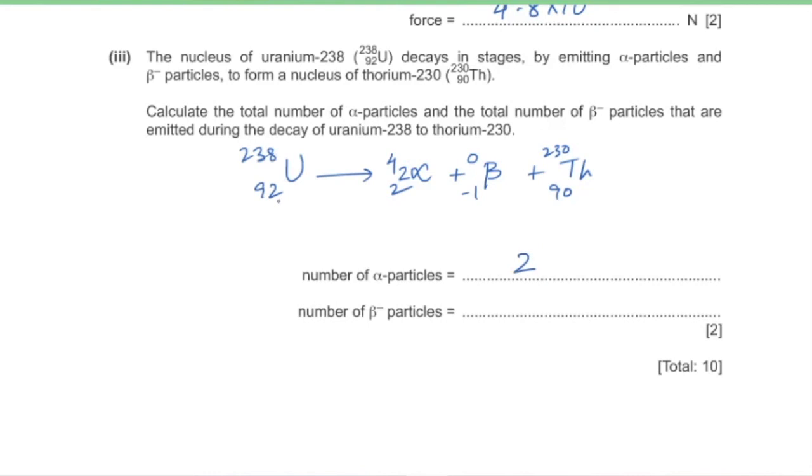Now we need to also balance the number of protons, or you can say charges, on both sides of the equation. Over here I've got 92, while on the right side we have 90 plus 4, which is 94, and then minus 1, 93. So what if we add 2 beta particles to make 90 minus 2, which is 88, plus 4, which becomes 92. So now both sides of the equation have been balanced. So there are going to be 2 beta minus particles.